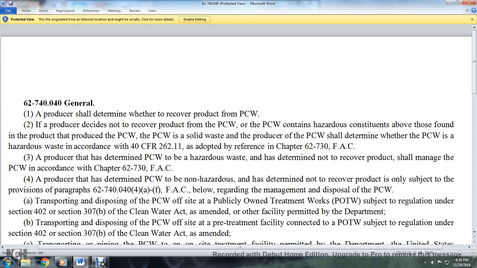62.740, 40A 4A through F, and the Florida Administrative Code regarding the mismanagement and disposal of petroleum contact water. A. Transportation and disposal of petroleum contact water offsite to a publicly owned treatment works is subject to regulations under Section 402 and Section 307B of the Clean Water Act, as amended. Other facilities permitted by the Department of Transportation may dispose of petroleum contact water offsite at a predetermined facility connected with the POTW, or publicly owned treatment works, regulated under Section 402 and Section 307 of the Clean Water Act, as amended.